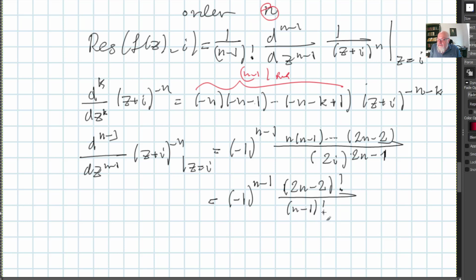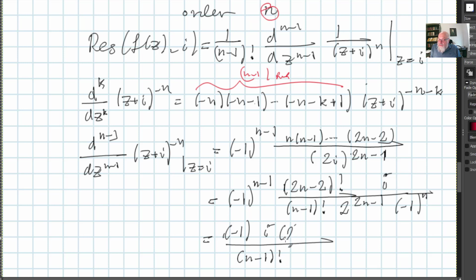This will be 2 to the power 2n minus 1, i to the power 2n minus 1. i squared is minus 1, so I can write it down like this: this is minus 1 to the power n, and minus i, and I can put it here at the top. This and that give me minus 1, and then I have here i, divided by n minus 1 factorial, 2n minus 2 factorial, 2 to the power 2n minus 1.